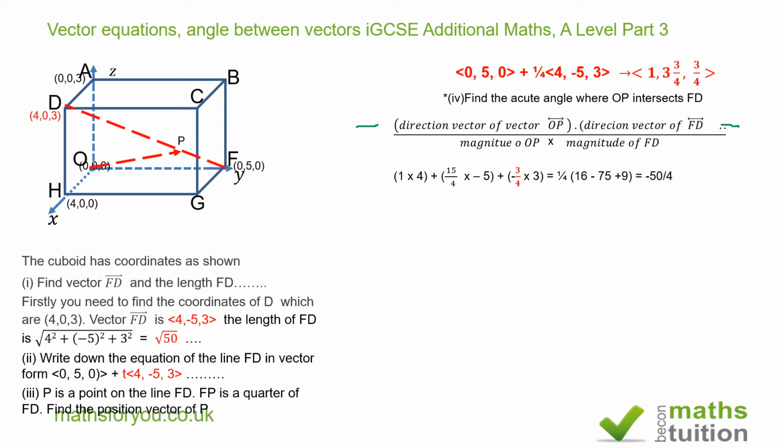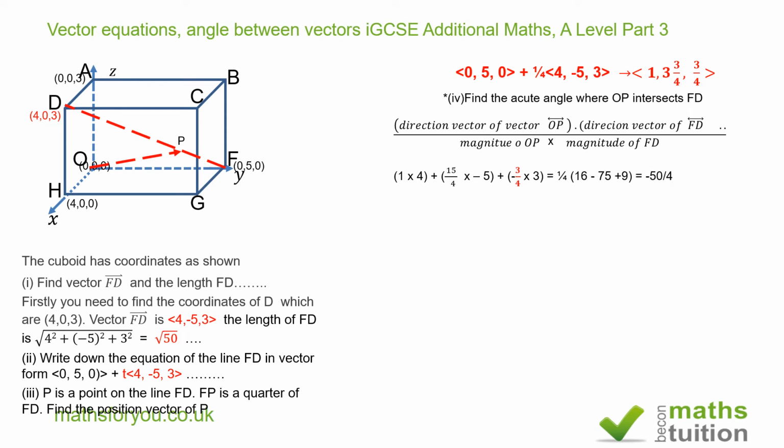So in effect we multiply the respective x values there. So we do 1 times 4, this 4 here for OP and this 4 there for FD. Similarly we do 3/4 there for OP and minus 5 there for FD, and so on. So we end up with the numerator being minus 50 divided by 4, and that's what we got.